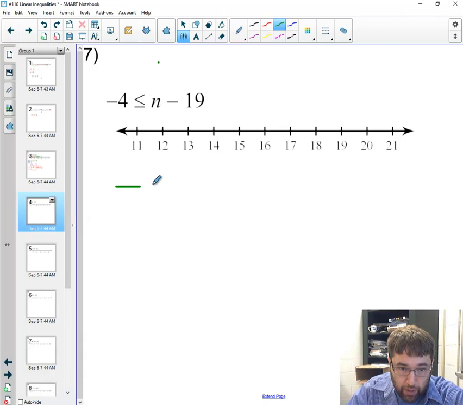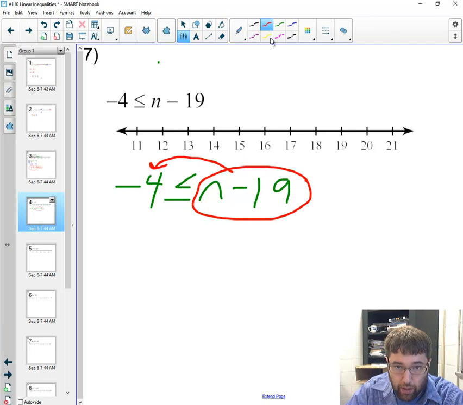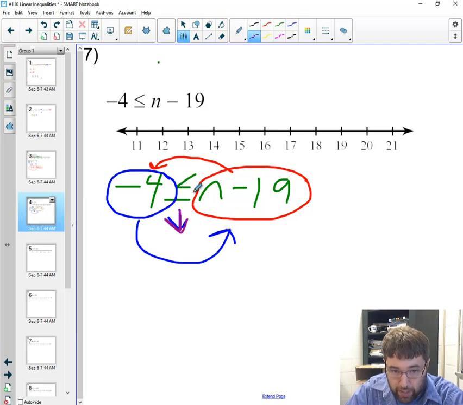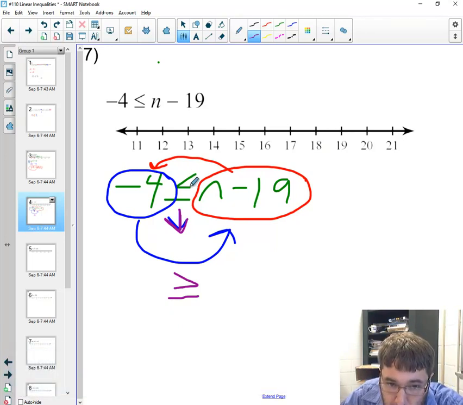Next one, first thing I want to do is I have negative 4 less than or equal to n minus 19. Now I see that the variable is on the right. So the first thing I want to do is flip the 2 sides. So I want to bring this over here. I want to bring this over here. And I want to reverse this. So the less than sign becomes a greater than sign. I'm just switching this. The way I see it is the 2 point lines are pointing to the n, so it still points to the n.